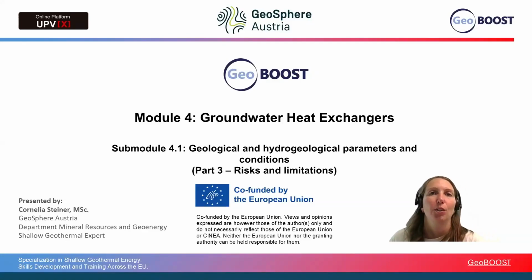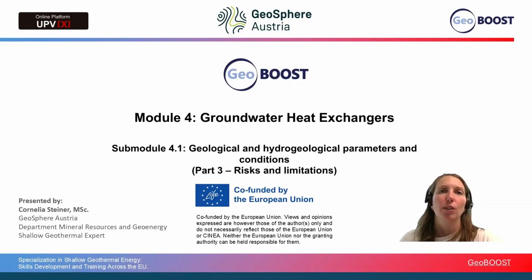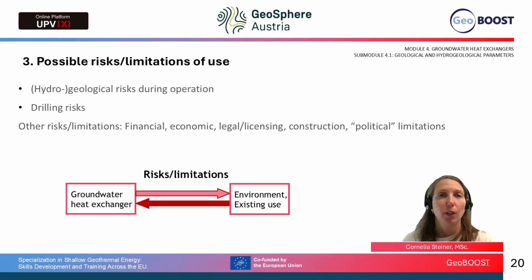Welcome back. In this final part of submodule 4.1 about the geological and hydrogeological parameters and conditions, we look at conditions that can actually pose risks on the use of groundwater heat exchangers. So, of course, certain geological or hydrogeological conditions are not the only issues that can limit the use of groundwater for heating and cooling, but that's not what we deal with here. So I want to point out that here we focus on anything that might pose a risk or limitation of use on the groundwater heat exchanger.